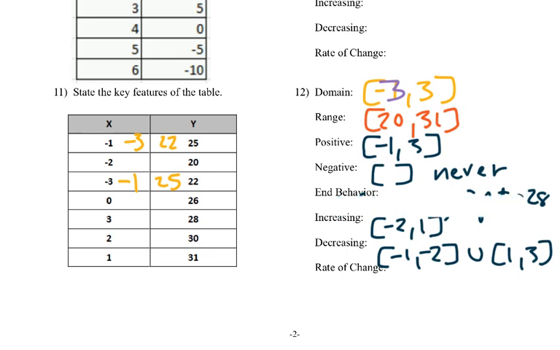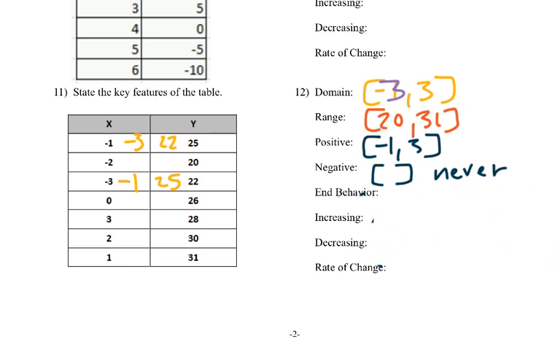So, end behavior would have been different too, yep. 1 and 3, 31, 28. Alright, so let's try this again. So left would actually be getting to 22. Right would still be getting to 28.